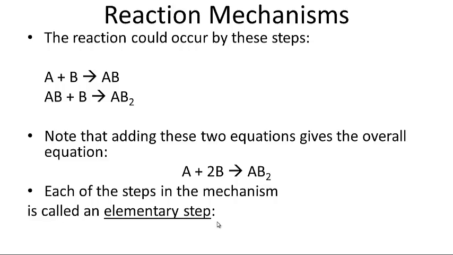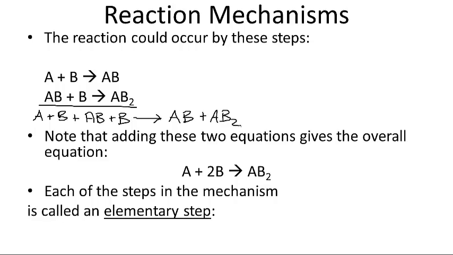Note that if you add these two equations, if I were to just put a line at the bottom here and add them together, I get A plus B plus AB plus B makes AB plus AB2. And then how would I simplify that equation that I just wrote? What things might I put together?